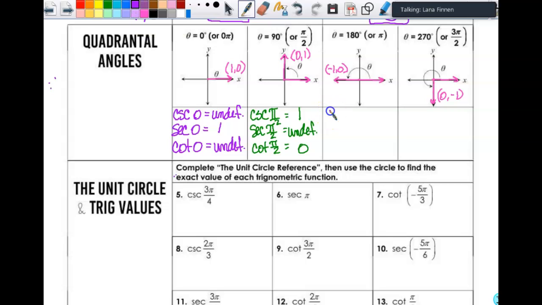So then we'll do the cosecant of pi, the secant of pi, and the cotangent of pi. The sine of pi is 0, so the cosecant is undefined. The cosine of pi is negative 1. The reciprocal of that is negative 1. Tangent of pi is 0, so the reciprocal is undefined.